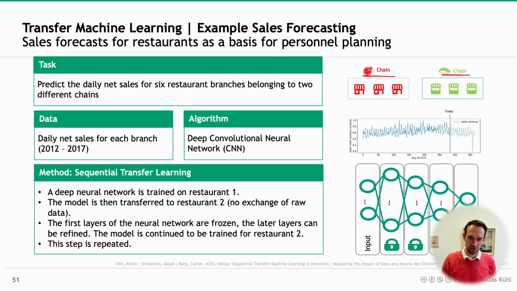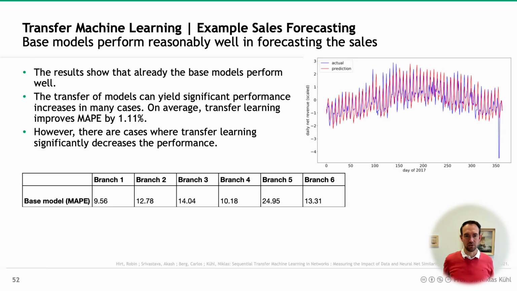So speaking of the neural network, you can lock these layers over here and then leave the other ones open when you utilize them. And that's how we transferred the model from one restaurant to the other. So in total, we had 6 different branches. And when we do this transfer, and also here, you can look at the paper if you want to, the results show that already the base models perform pretty well. If we start with transferring models now, it can yield significant performance increases in some of those cases.